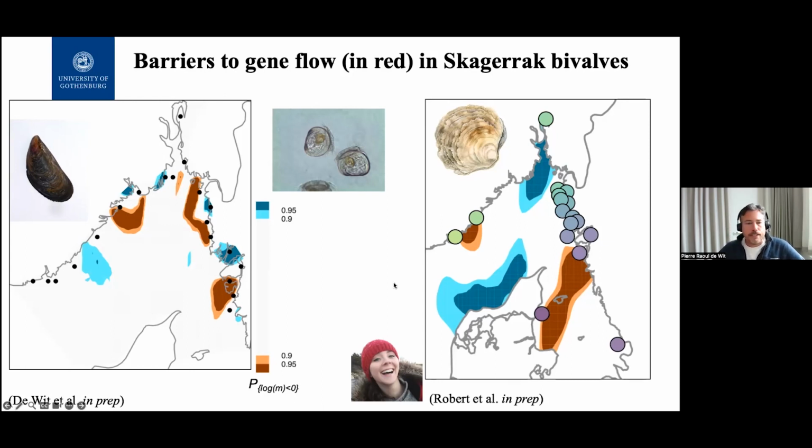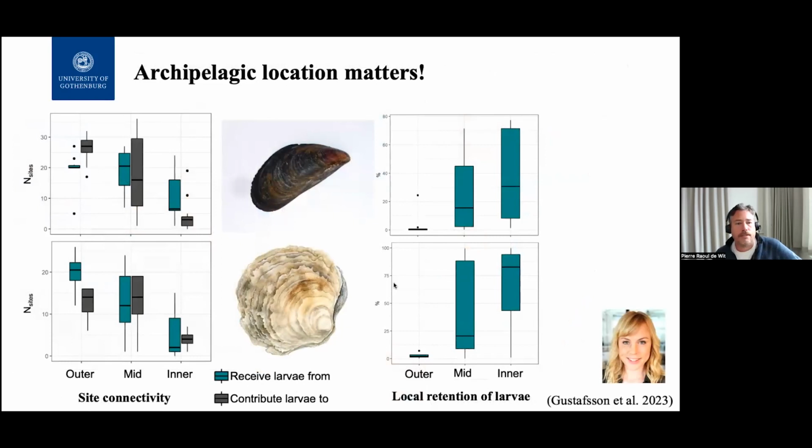So why do we see these barriers? Well, it turns out that where the organisms are located in the archipelago matters. This is based on current modeling data by Malin Gustafsson at IVL, who has compared the outer archipelagic populations to inner ones. Inner ones would be inside fjords and bays. And if we just look on the left here, this is how many sites each site is connected to in the outer archipelago versus inner archipelago.